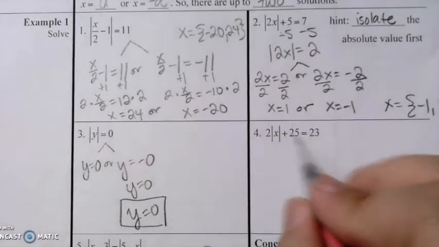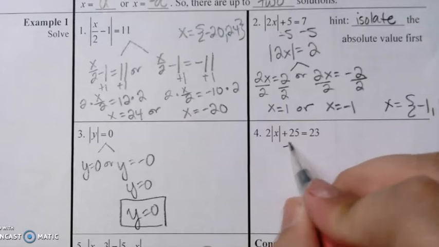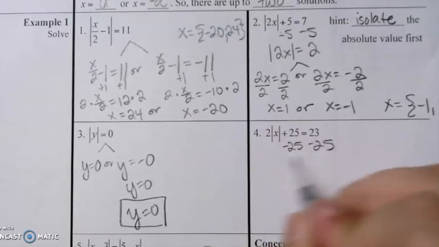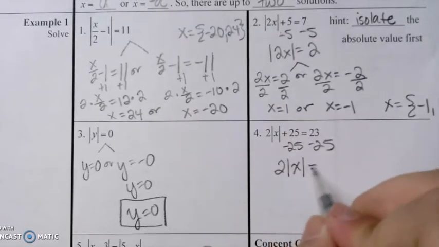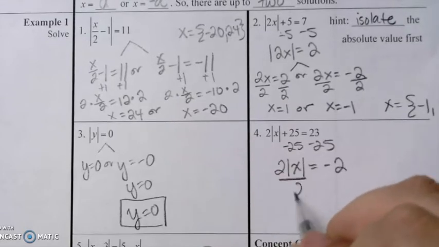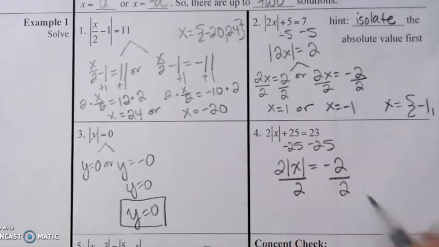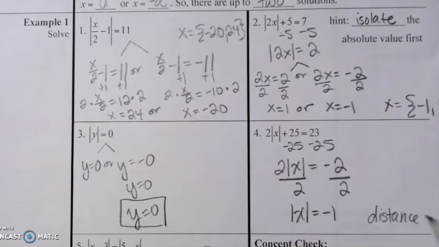In the next example, we have to isolate our absolute values again, so subtract 25 from each side. We have 2 times the absolute value of x equals negative 2. Divide by 2, still to isolate our absolute values. So I get that the absolute value of x equals negative 1. But remember, absolute value is a distance. So can I have a distance of negative 1? No. So our answer is the empty set. Anytime you have an absolute value equal to a negative value, you'll have an empty set as your solution.